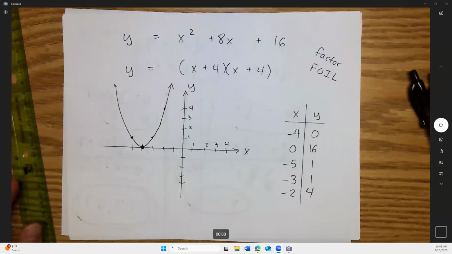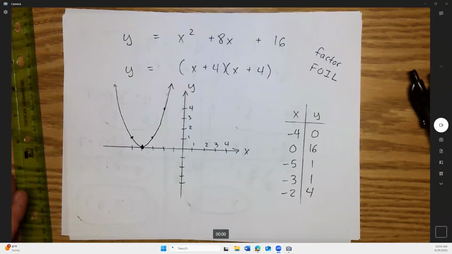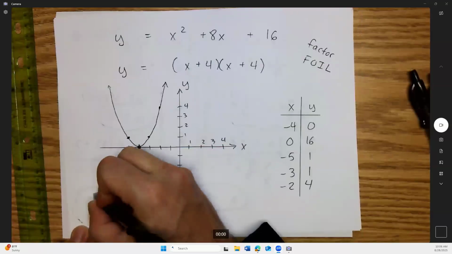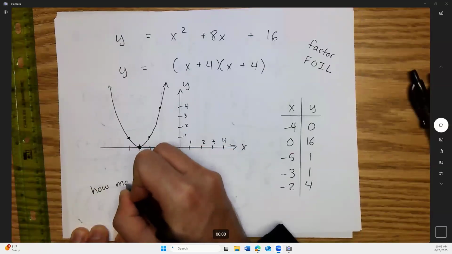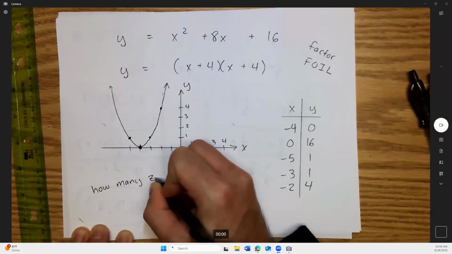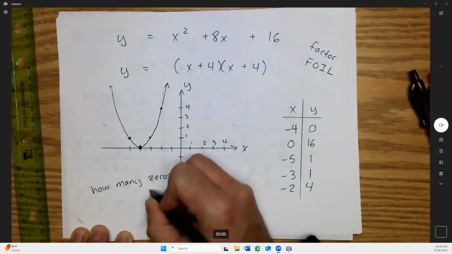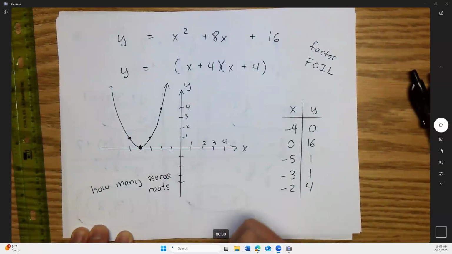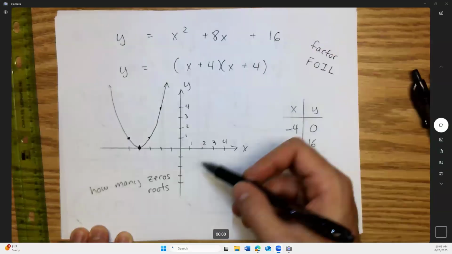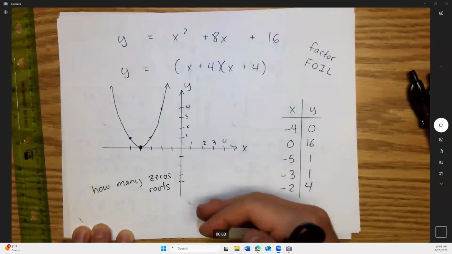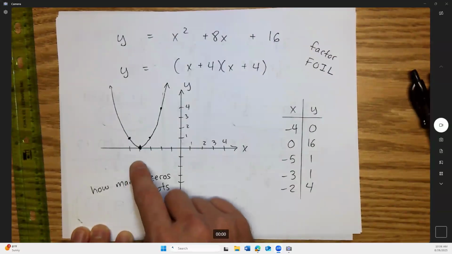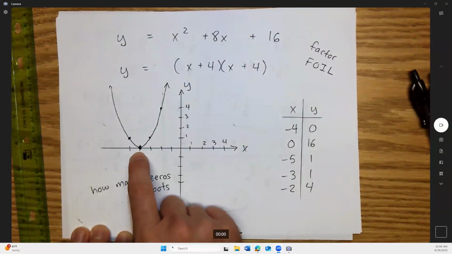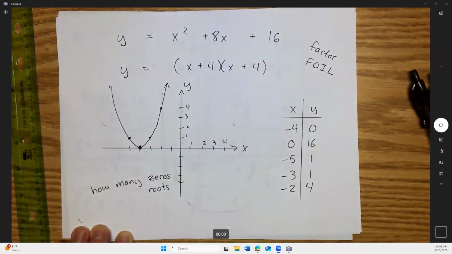What if you're asked the question, how many zeros or how many roots? Or if you set the whole thing equal to 0, how many solutions? That's 3 different ways of phrasing the same question. At this point right here, like where does it cross the x-axis?